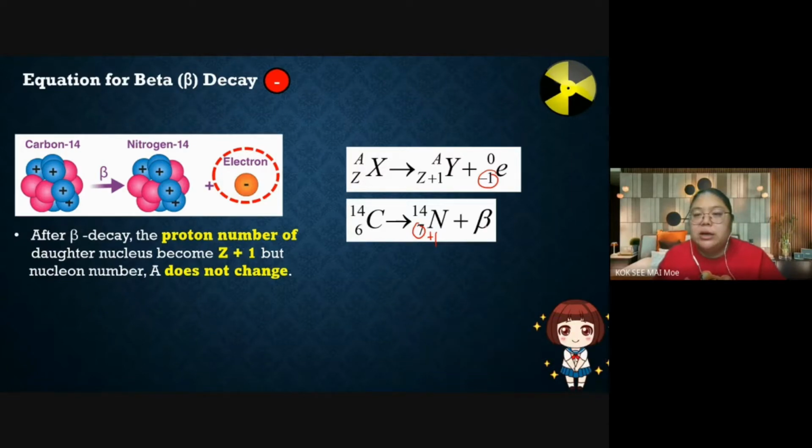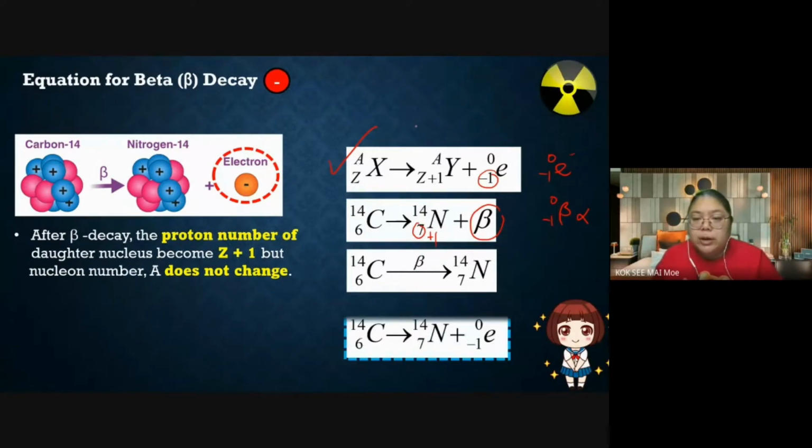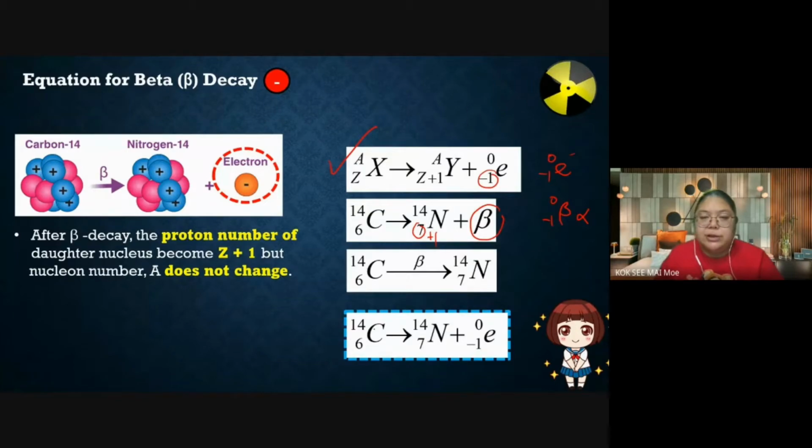So from here, if you write beta, you don't need to put it like this. This one is wrong. When you just put beta, you don't need to write the proton number and neutron number. Another way is to draw a longer arrow and put beta on it. But it is better to write the first equation, because it's easier to see how things change. This is the final equation for this process. This is beta decay.